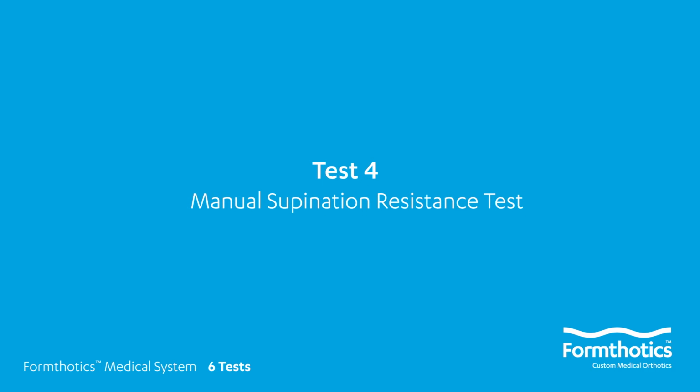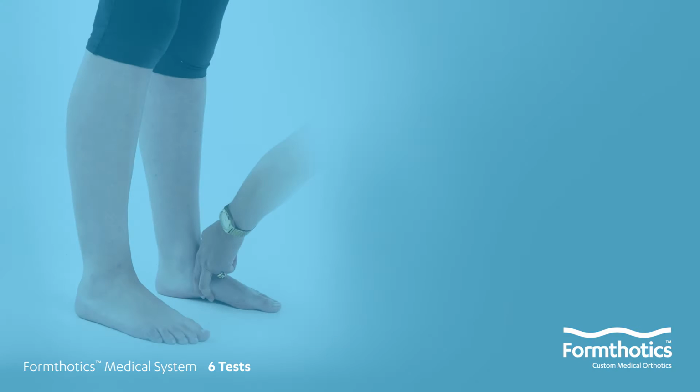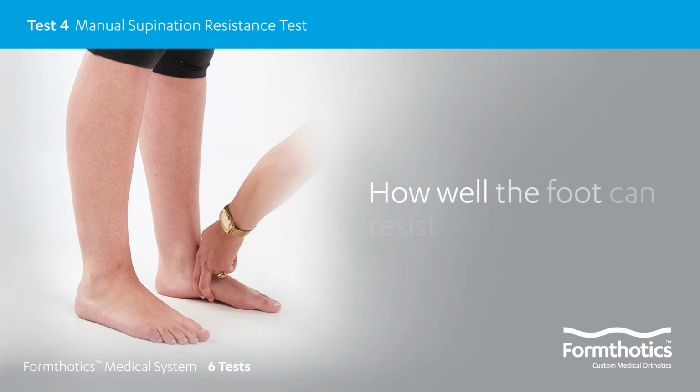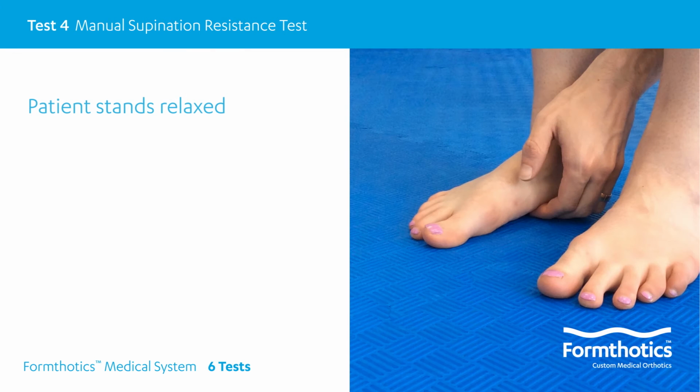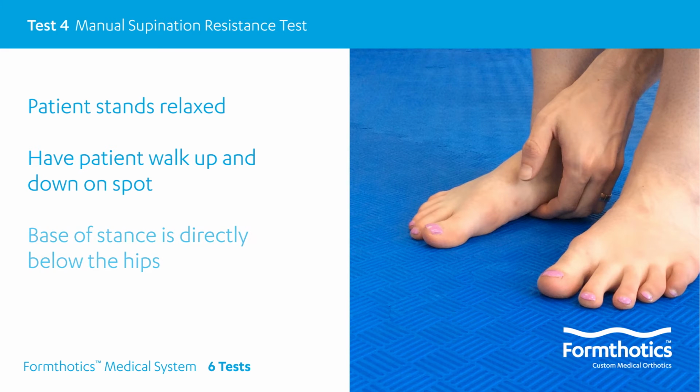Manual supination resistance test. The amount of resistance is determined when the foot is manually supinated by the clinician lifting the arch. The patient stands relaxed in their natural base of gait with eyes looking forward. Have the patient walk up and down on the spot a few times if they are having trouble relaxing or if the base of stance appears to be unnaturally wide. Generally, the base of stance is directly beneath the hips.